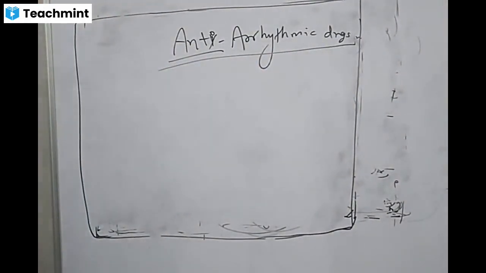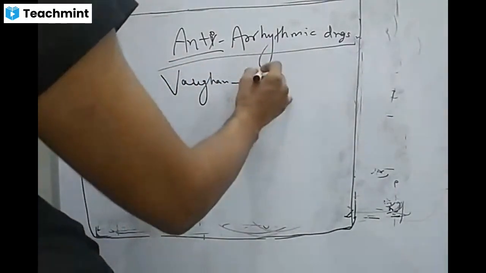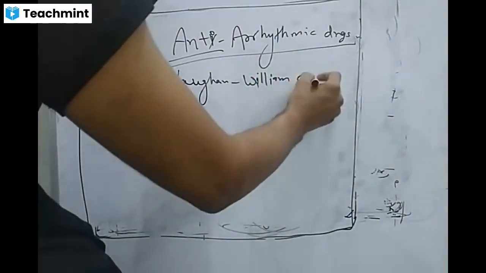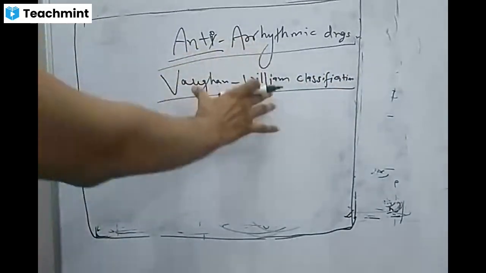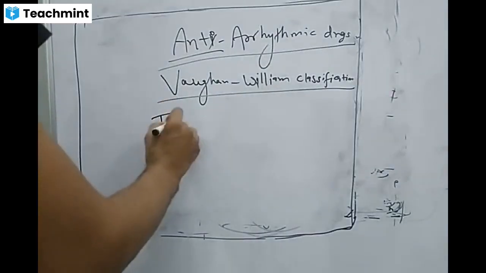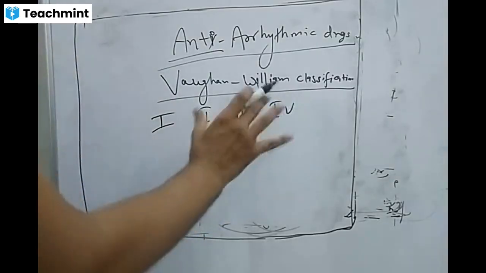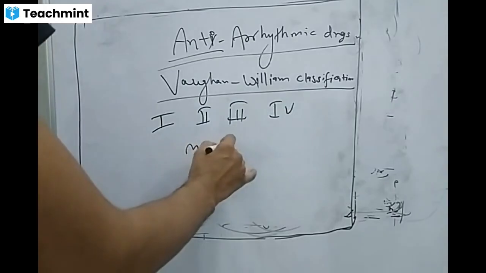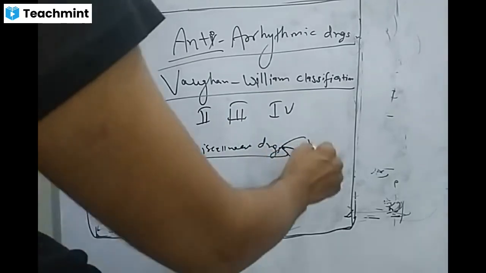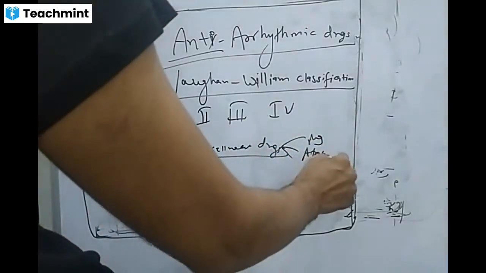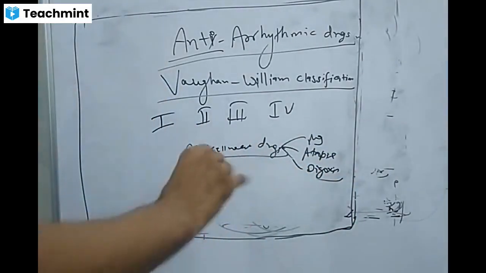The classification is known as the Vaughan-Williams classification. According to this classification, we have four types of drug: class 1, 2, 3, and 4. After this, there are some miscellaneous drugs, like your magnesium, your atropine, your digoxin. So these are miscellaneous. Forget about the miscellaneous.